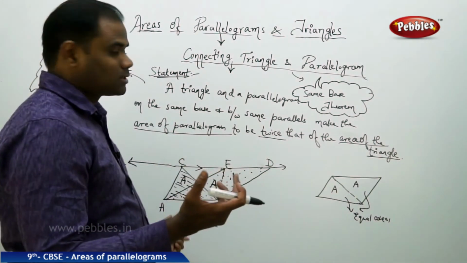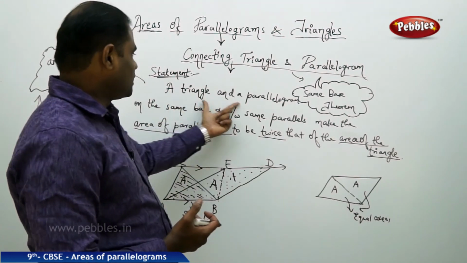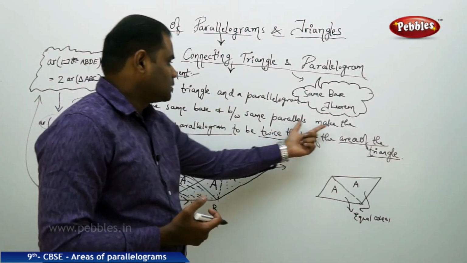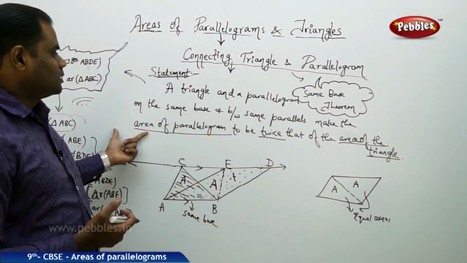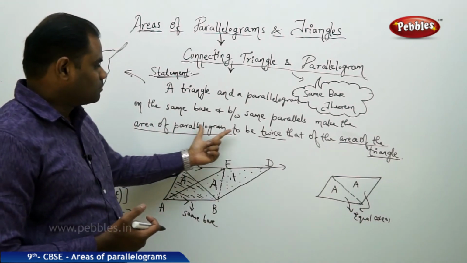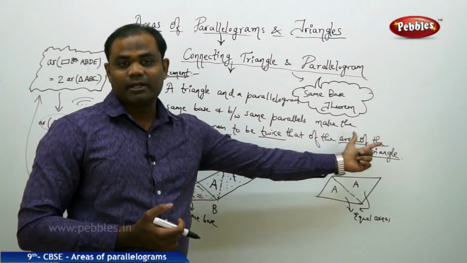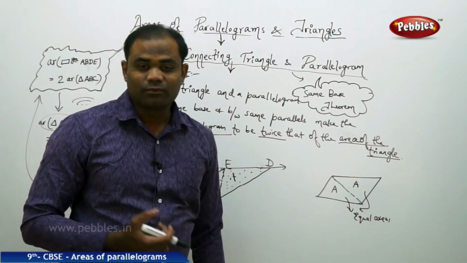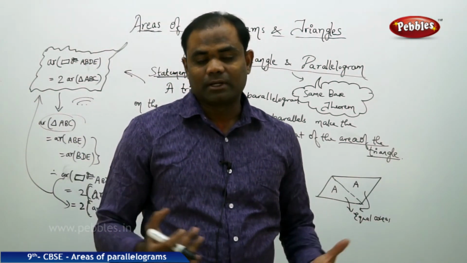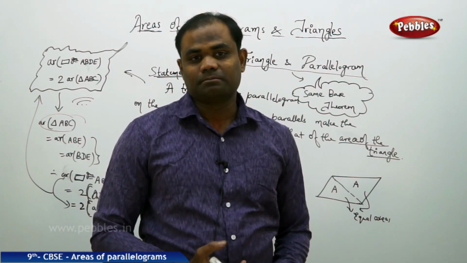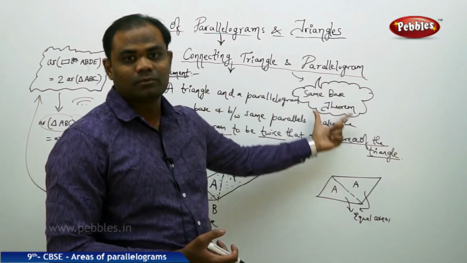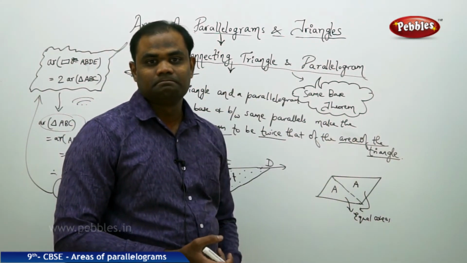Therefore, we come to the conclusion that if there is a triangle and a parallelogram on the same base and between same parallels, then the area of the parallelogram is exactly twice the area of the triangle. This is how we understand the property connecting the triangle and the parallelogram in the same base theorem. Triangle connected with parallelogram by the same base theorem.